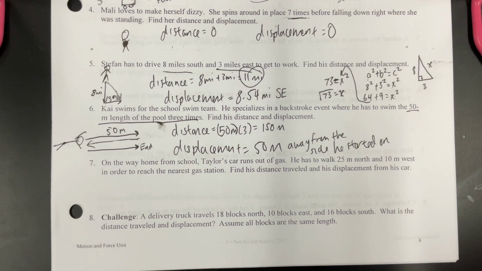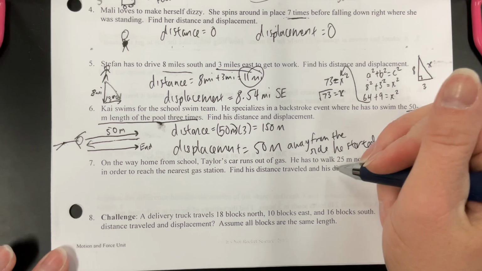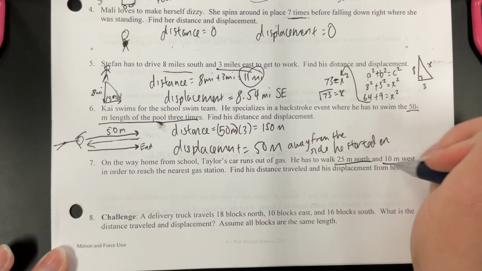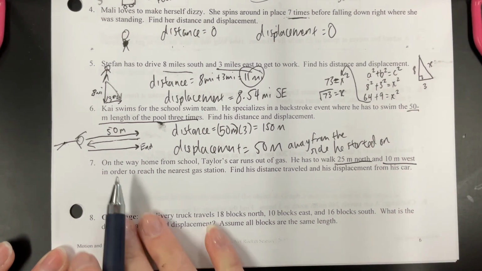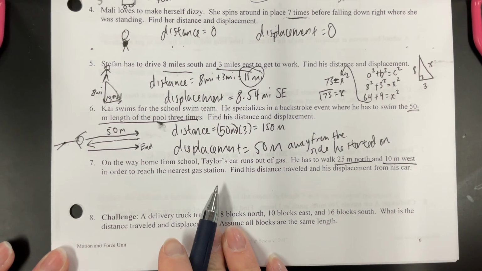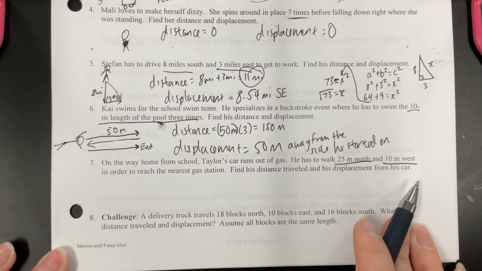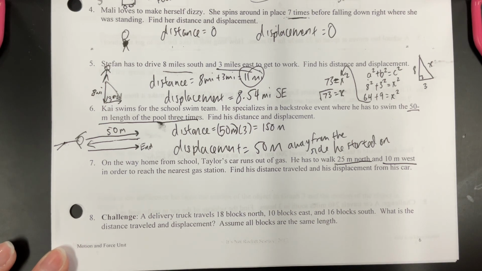Okay, let's do number 7. On the way home from school, Taylor's car runs out of gas. He has to walk 25 meters north, 10 meters west in order to reach the nearest gas station. Find his distance traveled and his displacement from the car.